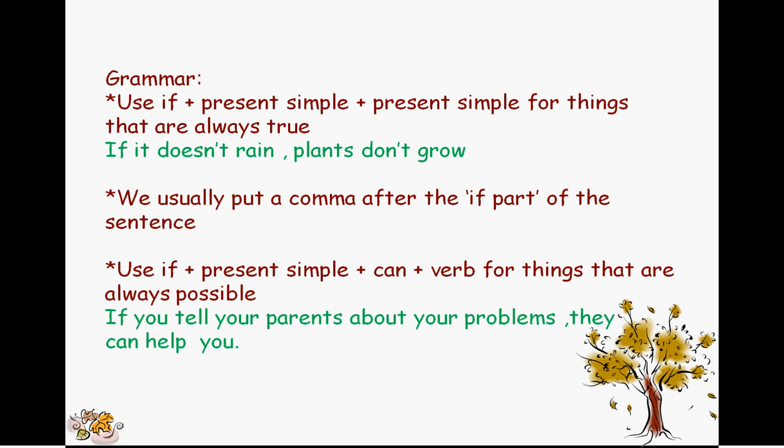If it doesn't rain, plants don't grow. We usually put a comma after the if part of the sentence. Use if plus present simple plus can plus verb for things that are always possible. Example: if you tell your parents about your problems, they can help you.